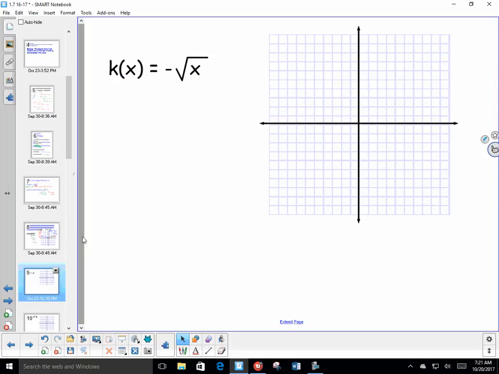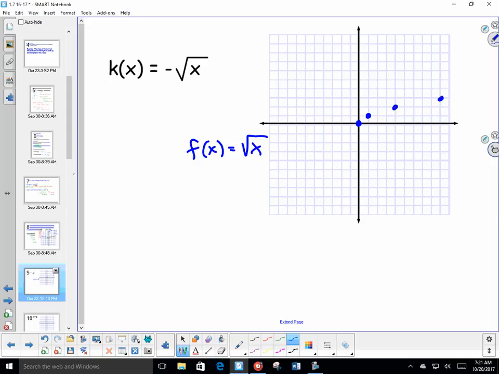All right, here's another example. What if we have the opposite of square root of x? Well, the parent function would be f of x equals square root of x. That's that graph that goes through (0, 0), (1, 1), (4, 2), (9, 3). Right? But if we want the opposite of square root of x, that's going to be a reflection, but which axis is that reflecting over?